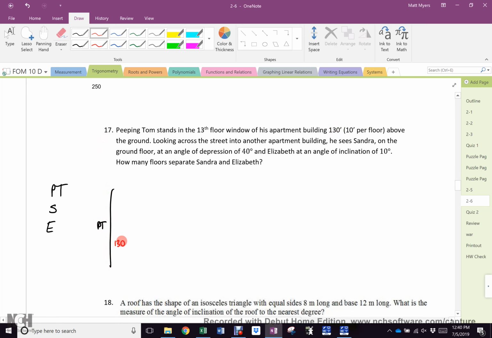He looks across the building, across the street. He sees Sandra on the ground floor. So let's draw a building across the street. Where's Sandra? On the ground. So there's Sandra, at an angle of depression.